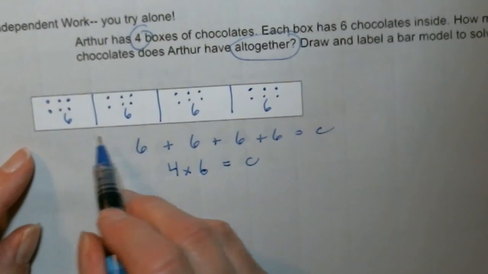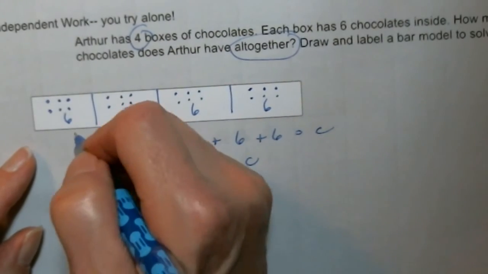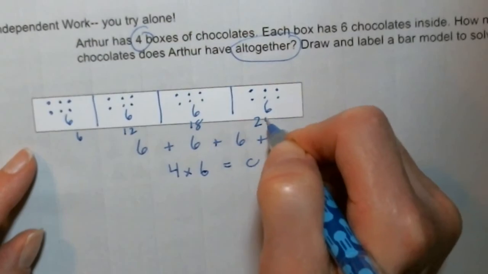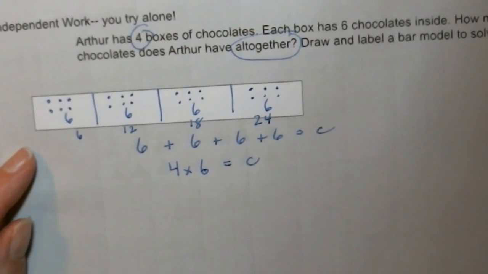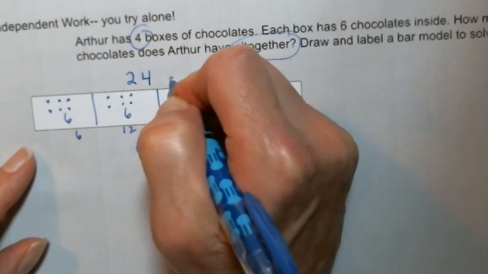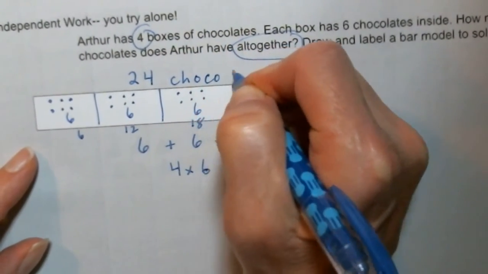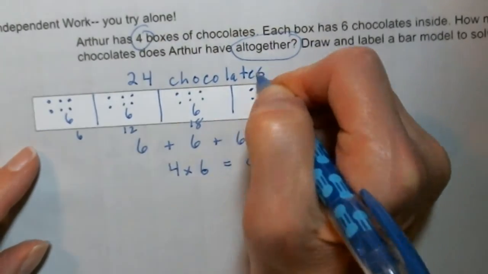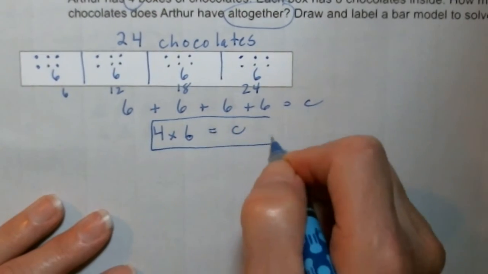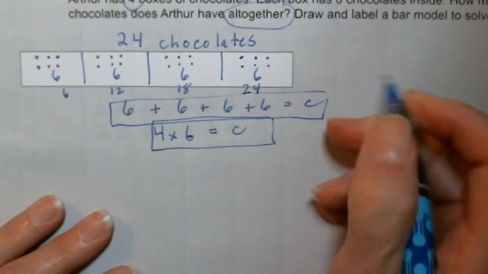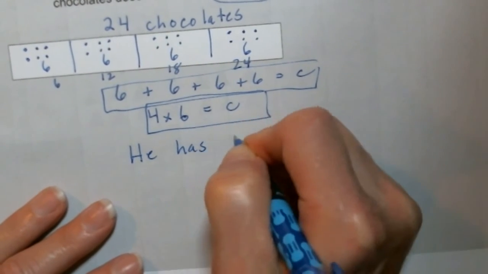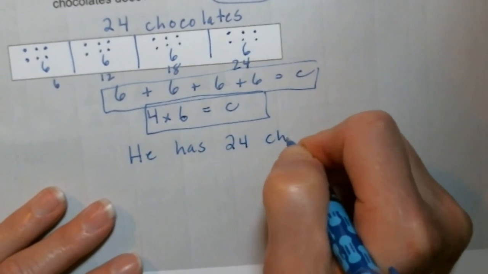So we can do skip counting, and we can say 6, 12, 18, 24. If you knew 6 times 4, you could say 24. And so this is 24 chocolates. This is what's called an equation, and our answer statement is he has 24 chocolates.